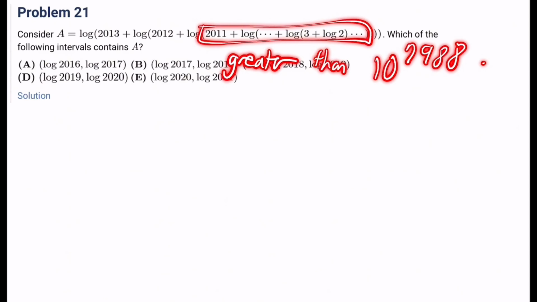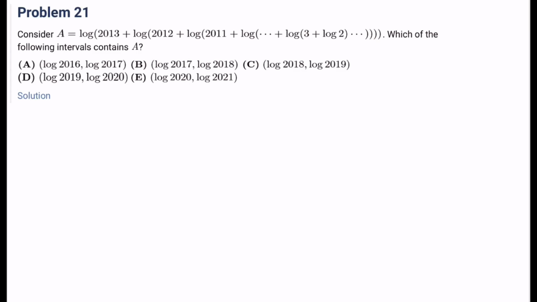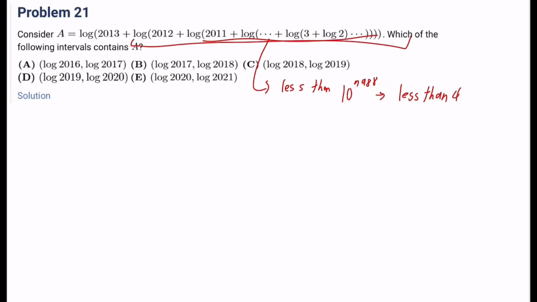And do you think that's plausible? No. That is definitely not plausible. So that's always going to be less than 7,988. So this is less than 10 to the 7,988. So this is less than 4. So that means this much is less than 4. And so this is between 3 and 4. So this much is between 3 and 4. So it's between log 2016 and 2017. That's our answer. It's A.